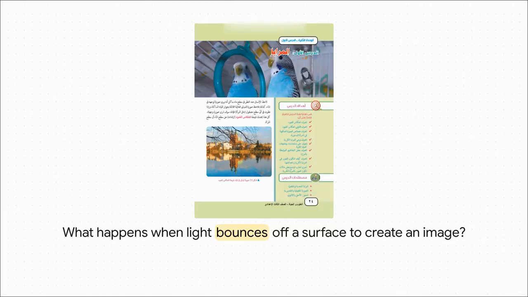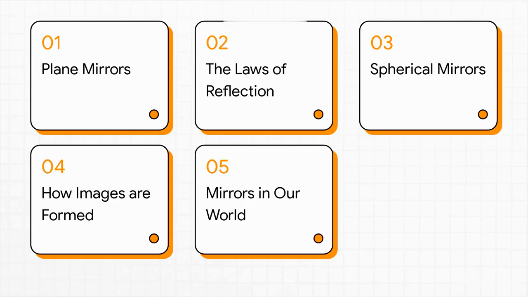Okay, so it all kicks off with something we call reflection. And it doesn't matter if it's a bird seeing itself in a pond or you looking in the bathroom mirror, the basic idea is exactly the same. Light hits a smooth surface and bounces off, but not just any old way. It bounces off in this really precise, organized pattern, and that pattern is what creates the image we end up seeing.